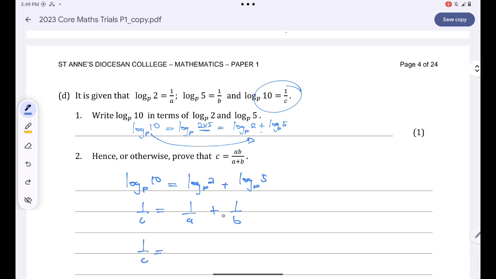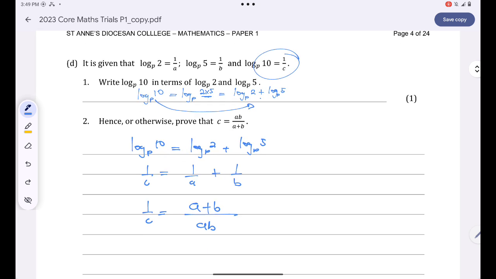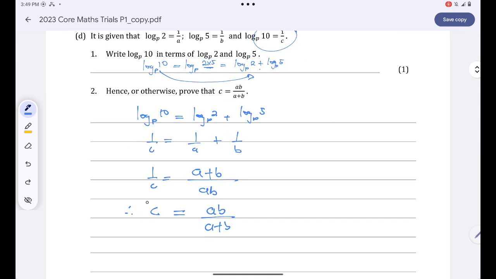I can simply add these two fractions. I'll end up having ab as my LCD, and then I'll have a plus b as my numerator. If I flip the left hand side, I can also flip the right hand side, guys. Right, together. So therefore c over 1 will be equal to ab all over a plus b. Now I've proven that c is equal to this.